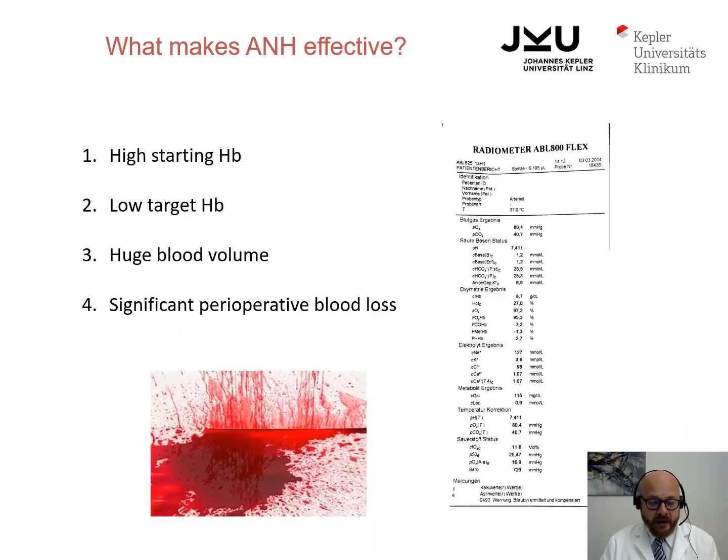What makes acute normovolemic hemodilution effective? You need a high starting hemoglobin concentration, you need a low target hemoglobin, you need a huge blood volume of the patient, and you need significant perioperative blood loss. If one of these is not existent, then the efficacy of normovolemic hemodilution will decline.